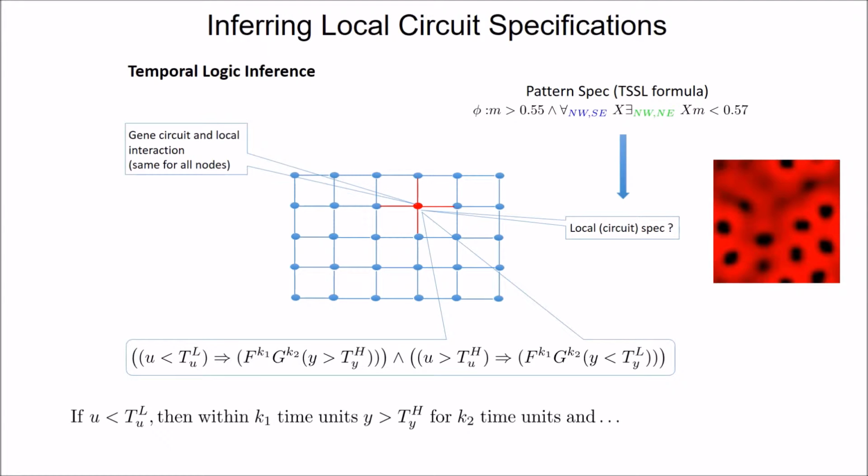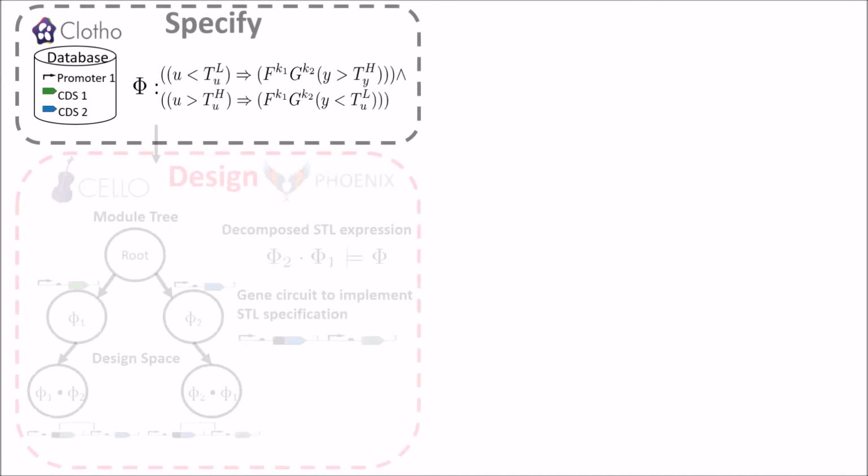We use a novel approach called temporal logic inference. In short, using tools from machine learning and formal methods, we map global pattern classifiers to temporal logic properties that need to be satisfied locally by each circuit. Here is an example of such a temporal logic property, which is a formula in signal temporal logic, and the bottom of the slide shows how this formula can be read in plain English. The next step is to construct gene circuits satisfying local requirements as just explained.